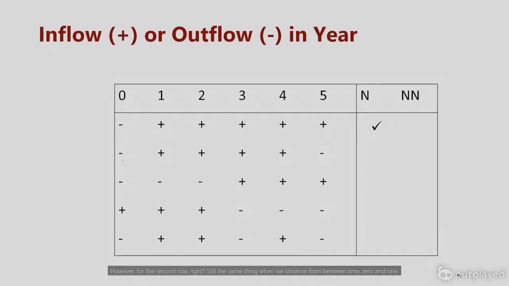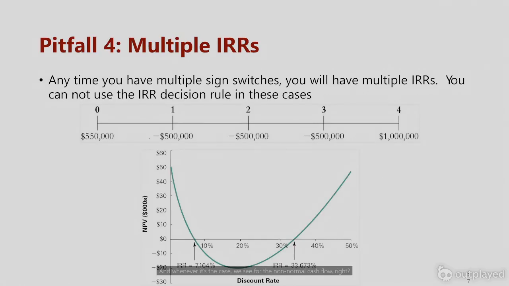So this deserves to be qualified as normal cash flow. However, for the second row, still the same thing when we observe between time 0 and 1. But here's another switch that follows, between year 4 and 5. So this is exactly the case when we call it non-normal cash flow, right? Following that rule, you can figure out for the rest of the three rows whether those cash flows are normal or non-normal. And whenever we see non-normal cash flow, that's the case where we can see multiple internal rates of return, which gives us the question of which IRR is the correct one, right?